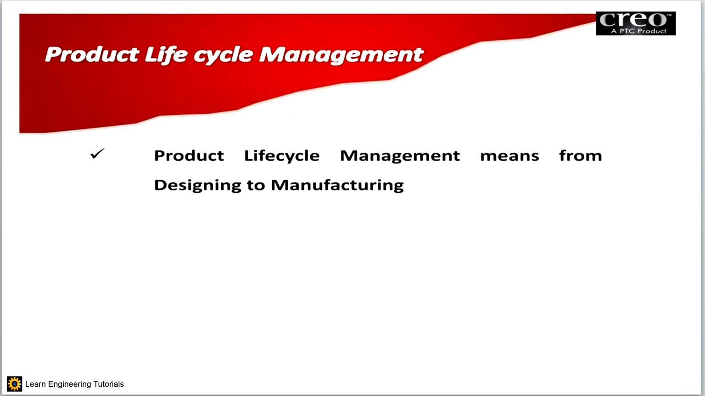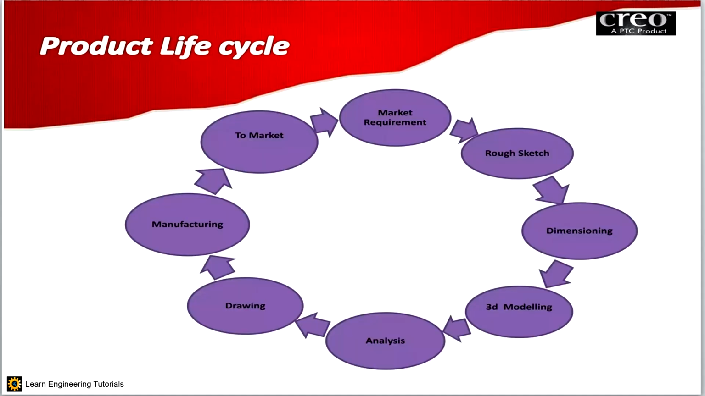Product lifecycle management. Product lifecycle management means from design to manufacturing. These are the different steps of product lifecycle management: rough sketch, dimensioning, 3D modeling, analysis, drawing, manufacturing to market, and market requirement. This is a simple image of product lifecycle management.